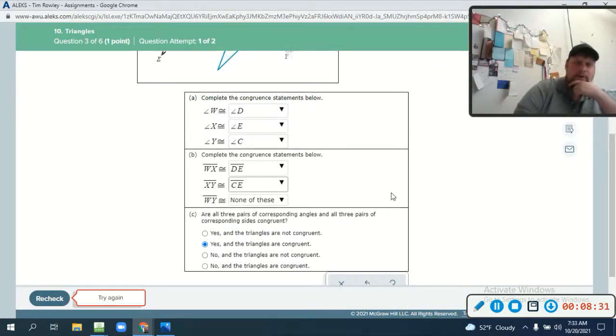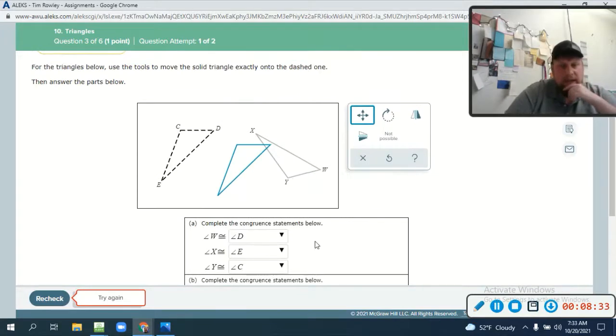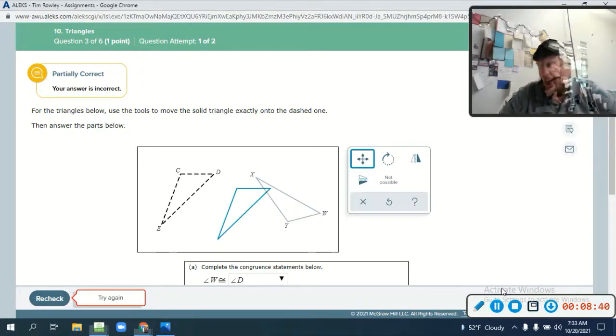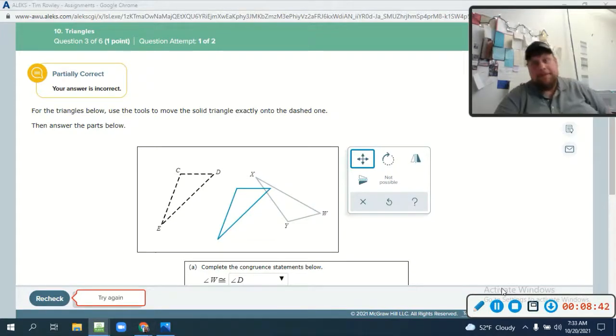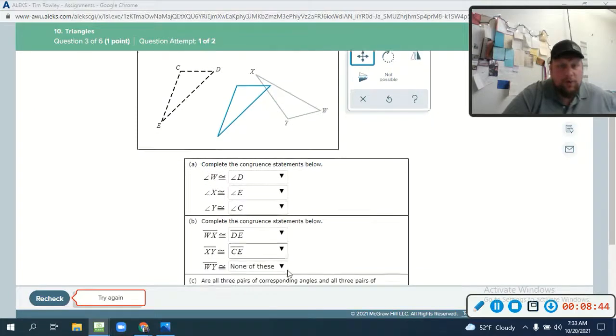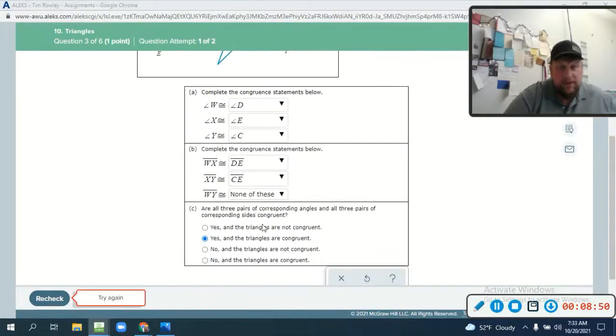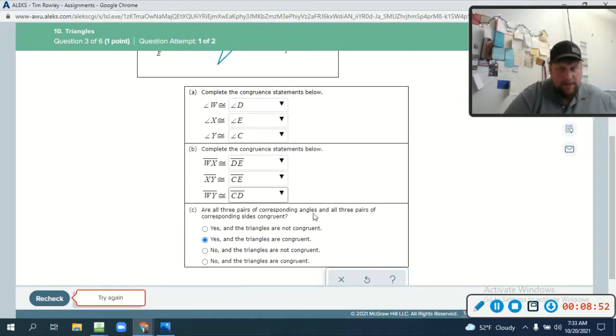CE right there. Boom. And then again, the last one is WY. Pardon that blip again. Another announcement. All right. So what we're working on, WY. So looking at WY, it's the short leg. So we're looking at what? CD or DC? CD. There we go. Boom. And then what do we have right here?